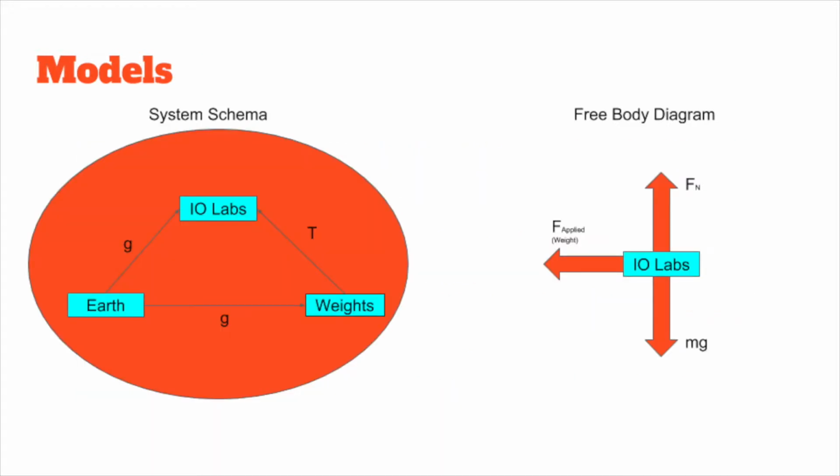This system schema shows the IO-labs, weights, and the Earth all acting upon each other. The IO-lab is being pulled by the tension force from the weights, the weights are being pulled by the gravity from the Earth, and then the IO-lab is also being acted upon by the gravity from the Earth.